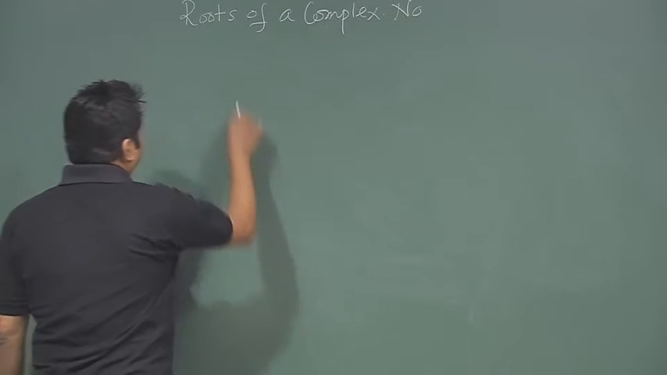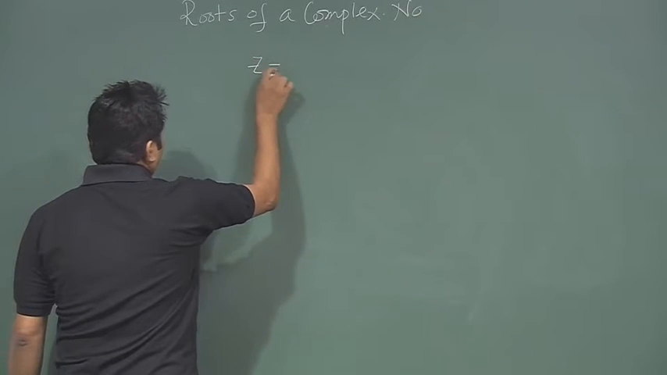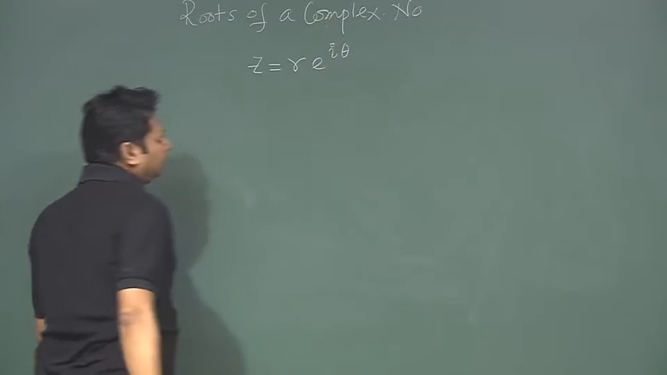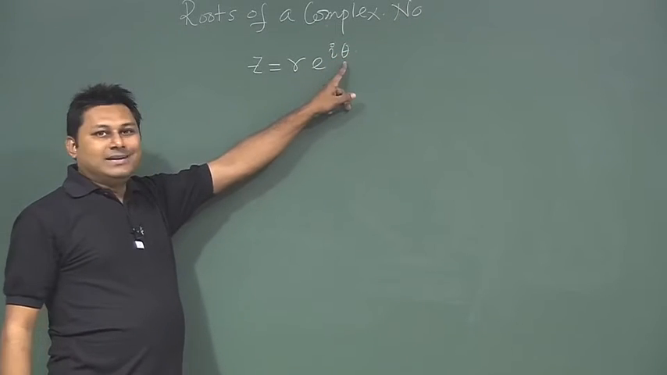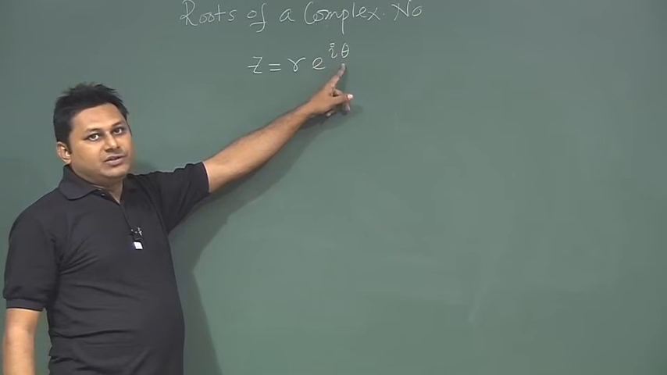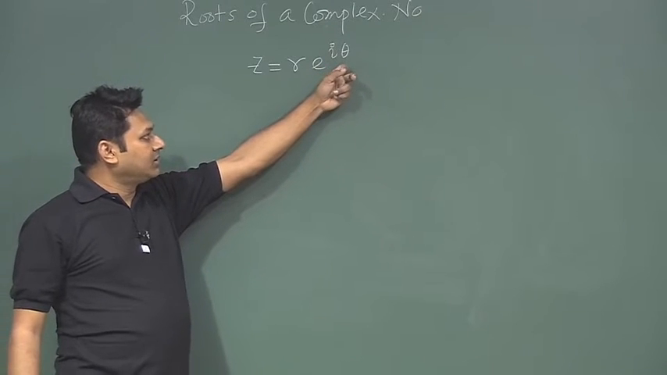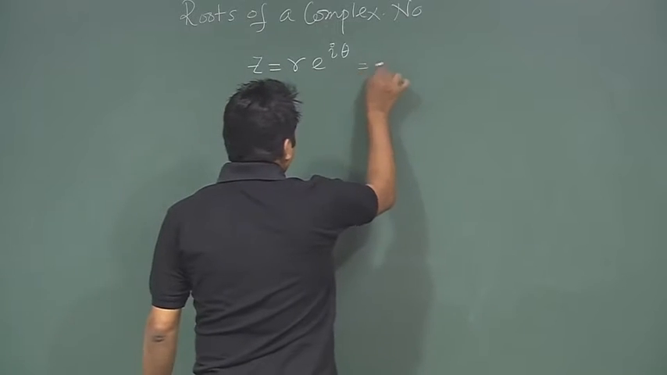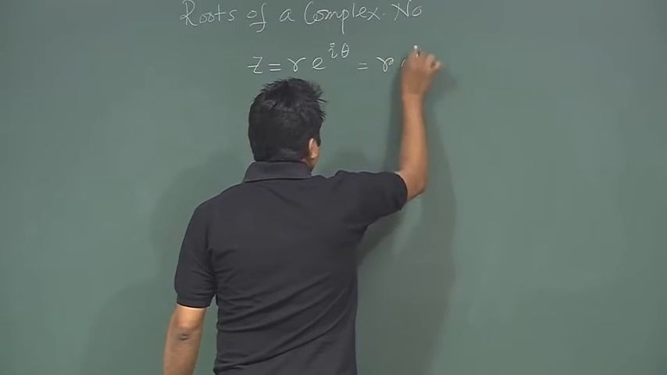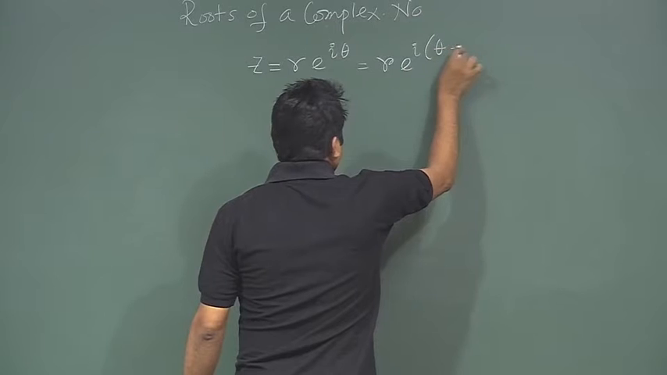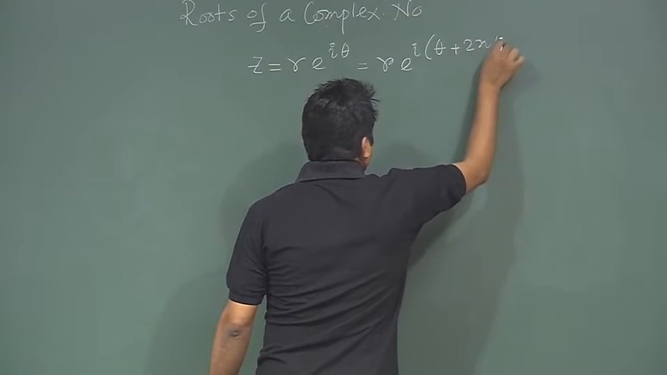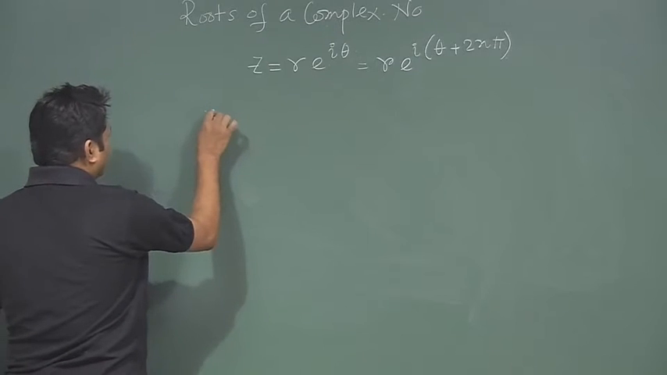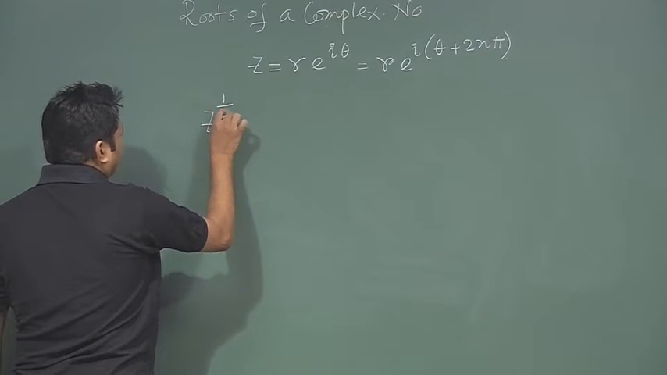So, if z is given to you like r e to the power i theta, mind it, this theta now I need to change because this theta is not the principal argument, rather in general it should be e to the power of i theta plus 2 n pi. Now, I need to find out what is the value of z to the power 1 by m, right.